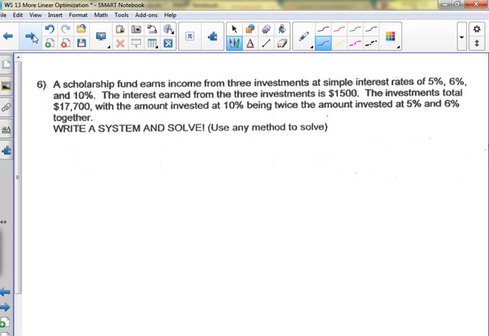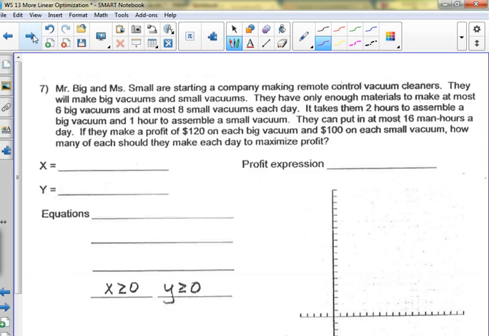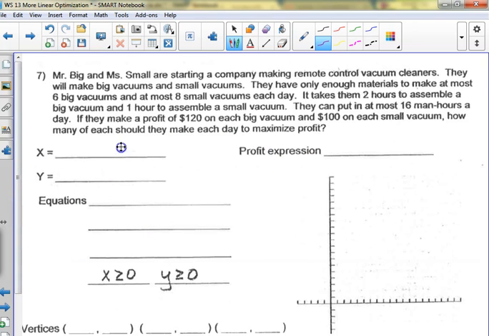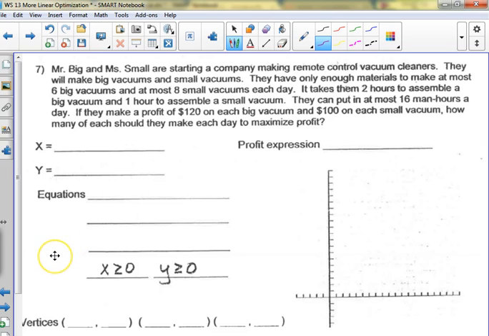You also have to do another percentage one. That's like the one on the quiz. And you have to do this one. This is very much like the quiz, except instead of vacuum cleaners, it's like pigs and cows or something. Farmer Joe is raising pigs and cows. Okay.